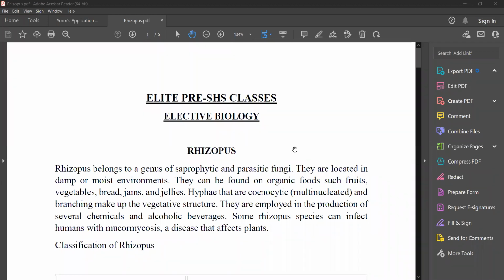Okay, so let me continue. So today we'll be studying the Rhizopus, right?